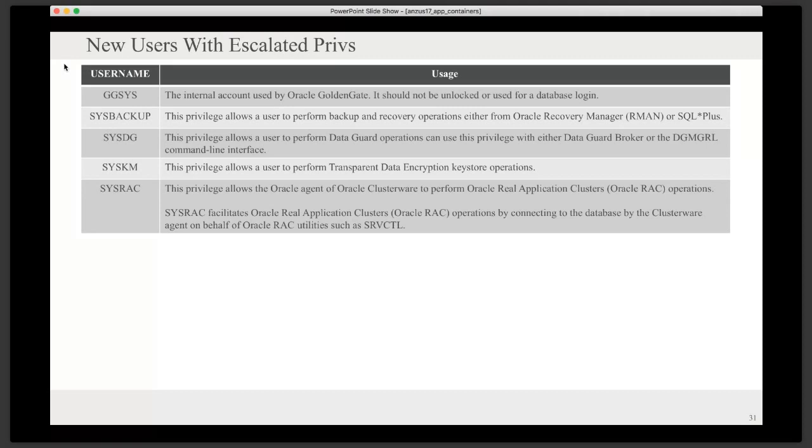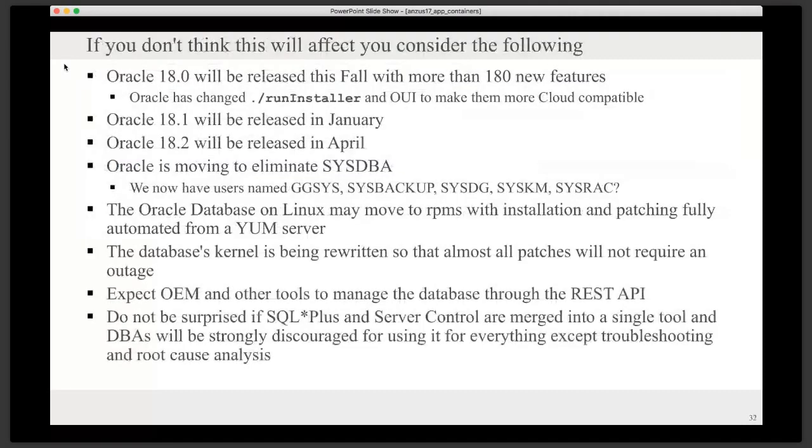What we're going to do is give these to our management tools. We're going to give these to GoldenGate. We're going to give these to an agent for RAC server control and to clusterware so that they can do these things without having to use, again, those massively escalated privileges. So again, be well aware of the fact that this is coming. So let's go to slide 32.